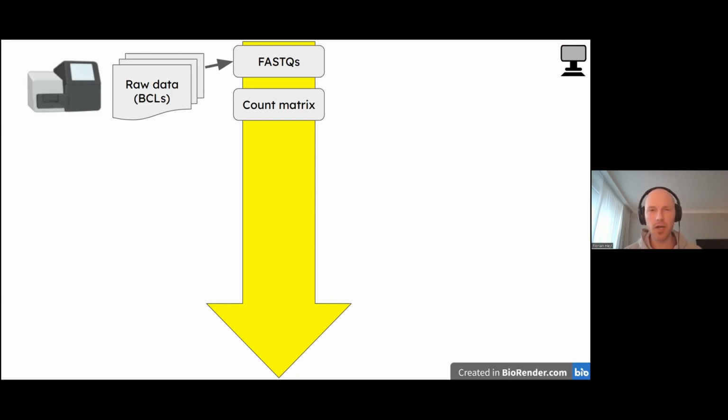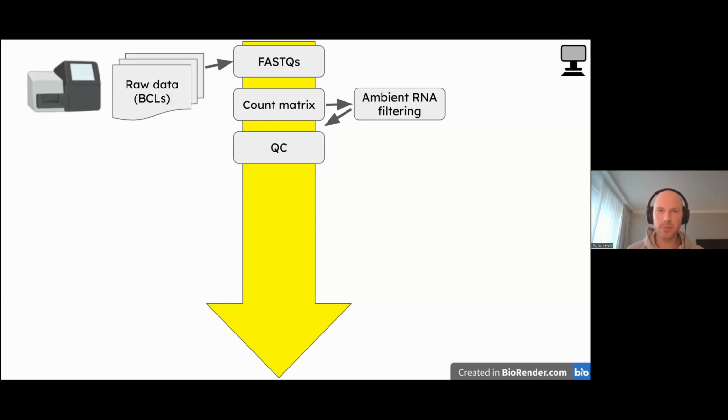Then you go and create your count matrices. I will explain what that means in a minute. And from these count matrices, you do your quality control. And in between count matrices and quality control, you do your ambient RNA filtering. At least this is how I know it from CellRanger, that it uses the raw data and the raw data count matrices. And then you filter out your ambient RNAs and go into your quality control.